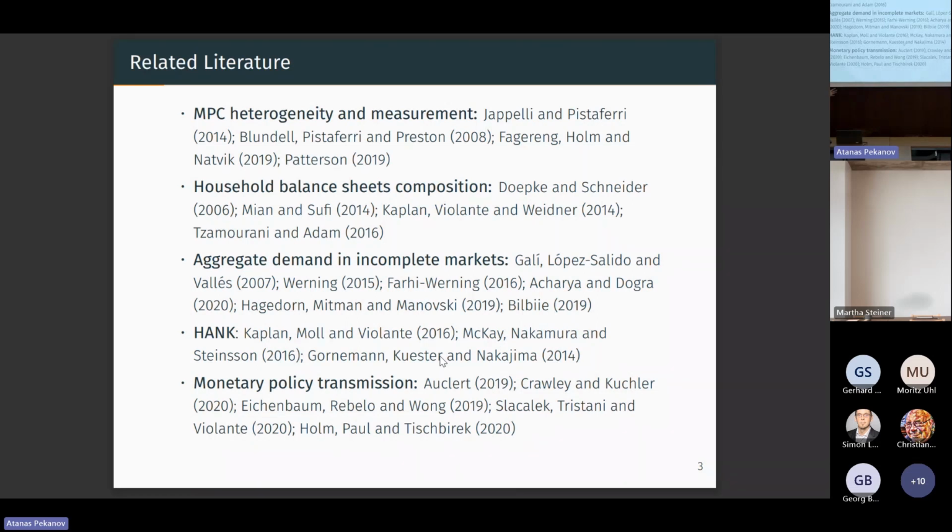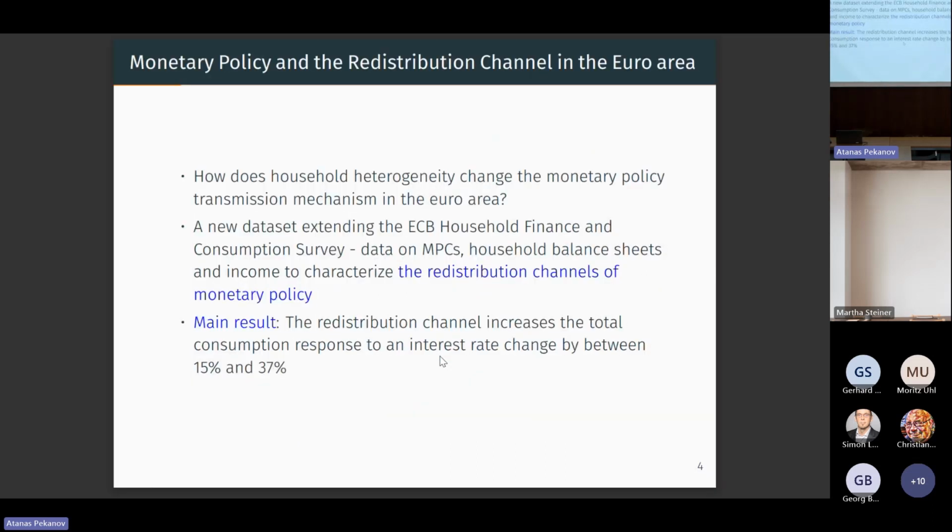This contributes to the literature on HANK, and mostly this main paper that I'm talking about today contributes to this growing literature on how monetary policy transmission is affected by the fact that households are different. And mostly building on the work by Adrien Auclert, his job market paper published in the American Economic Review in 2019 answers the same question for the US, and I'm answering the question on the monetary policy transmission mechanism, how it's changed when households are different for the euro area, and I'm the first to do so.